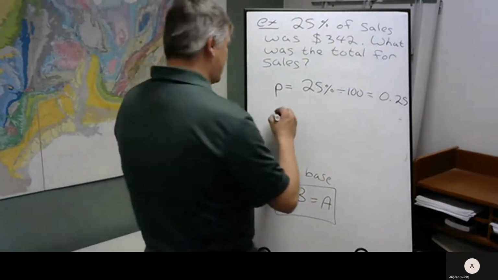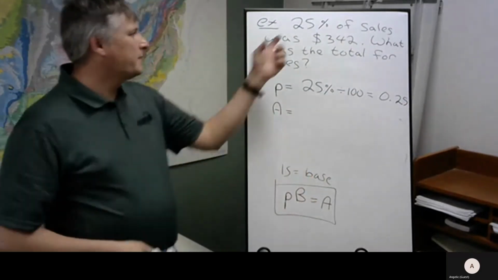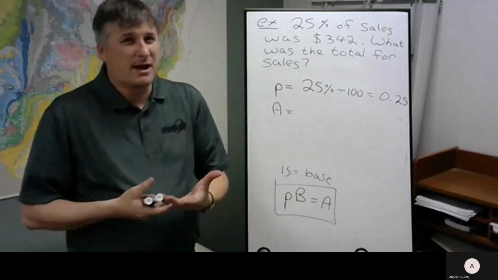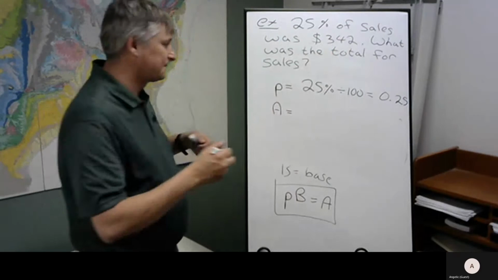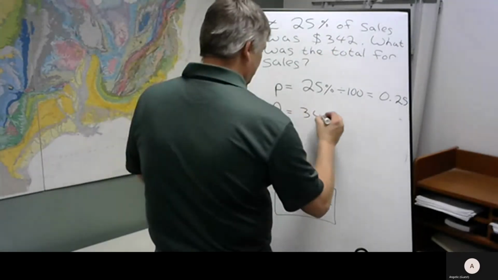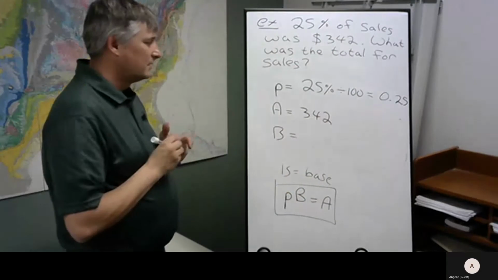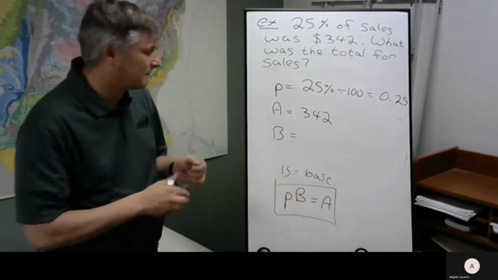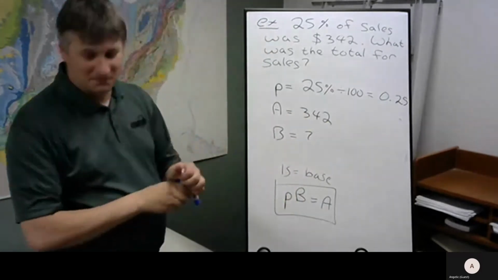Now the amount, or the little part here, 25% of the sales, that's just a portion of the sales, just a smaller amount. And that smaller amount is 342. So that's going to be our amount. And then what's the base? What's the total? Well, that's what we're looking for. So that's going to be unknown.